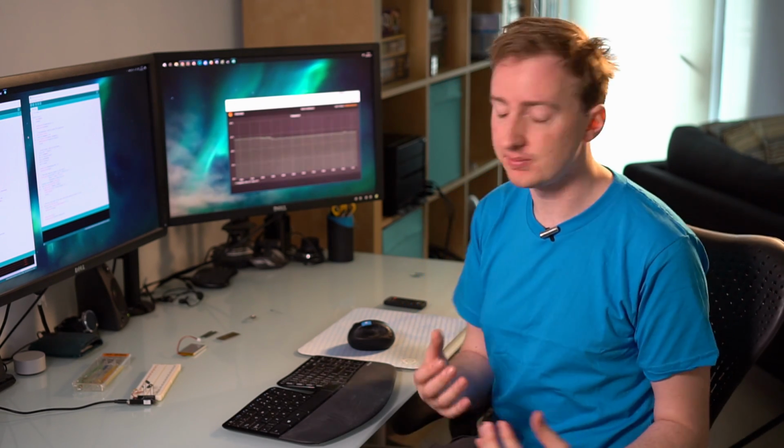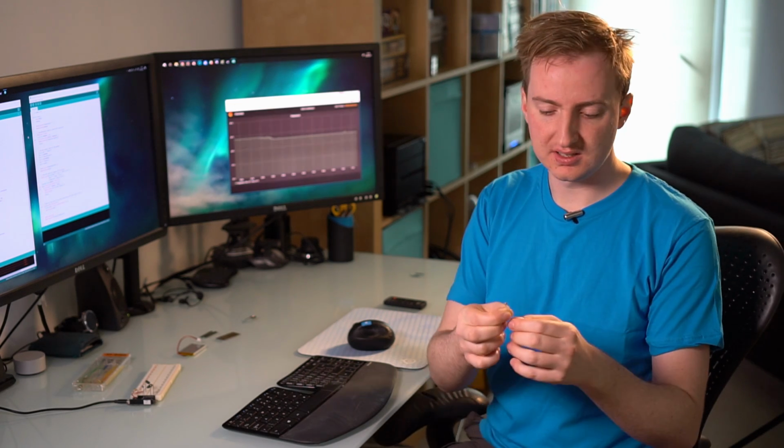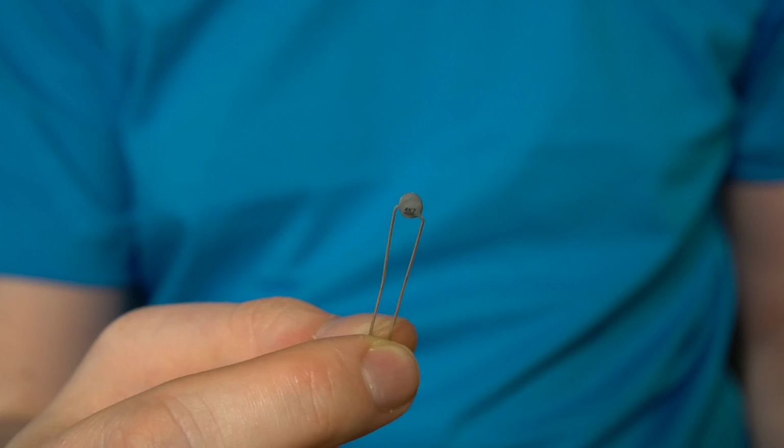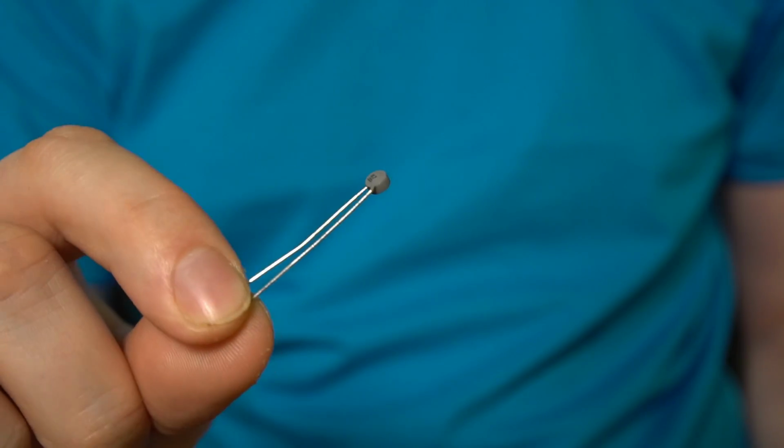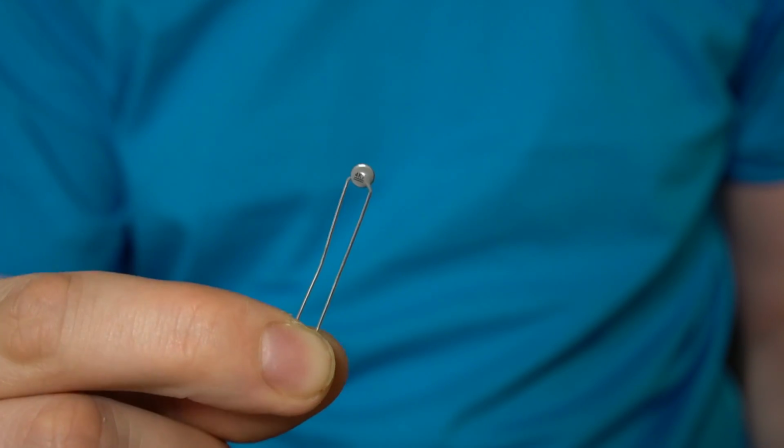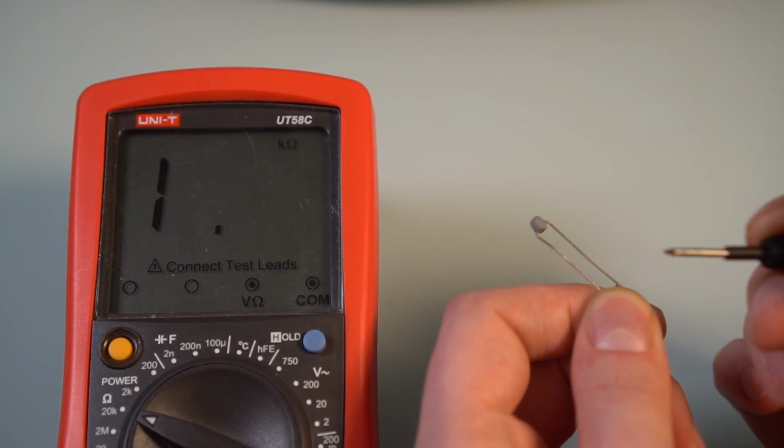Well, the most important part is the sensor itself. For temperature, you have a couple of options, but the cheapest option and the one I had in the box was a thermistor. Thermistors are small, tiny devices that are basically resistors that change their resistance with the temperature. You just stick them in a circuit, measure the resistance, and away you go.